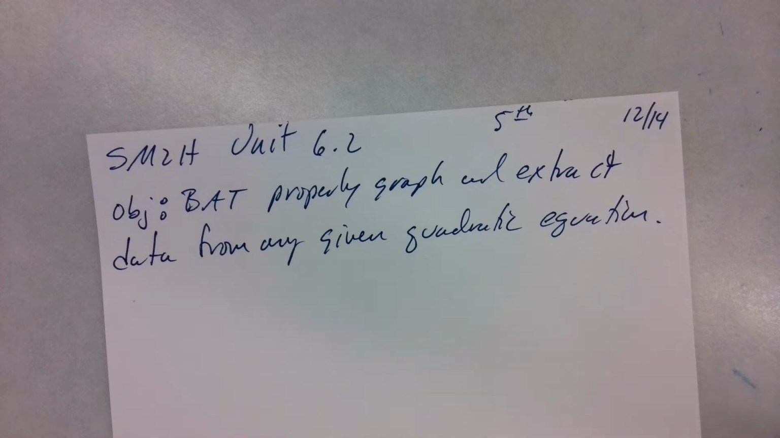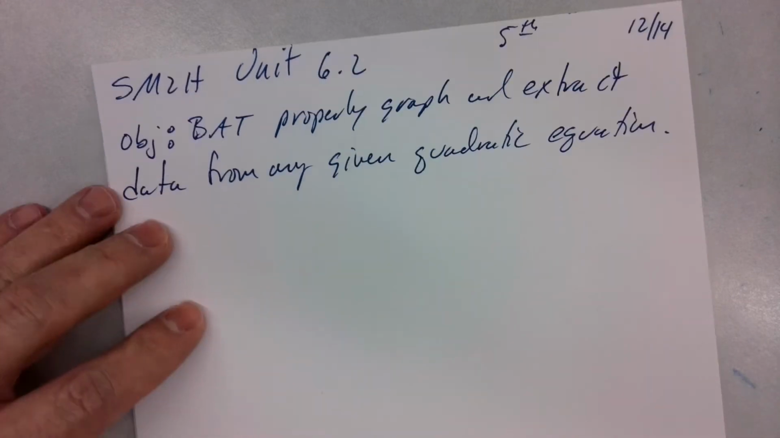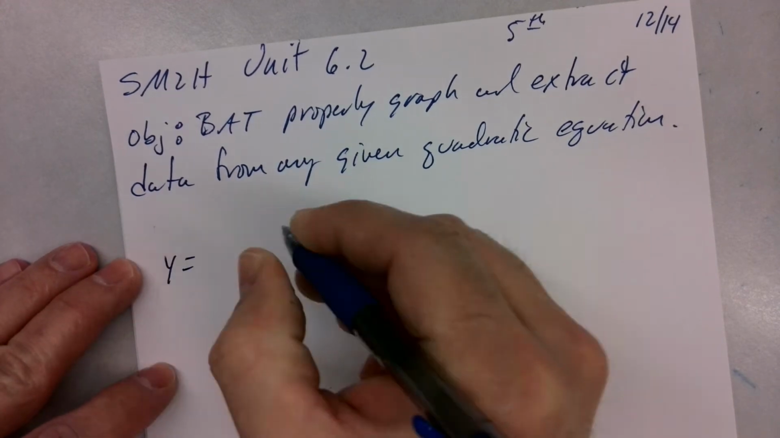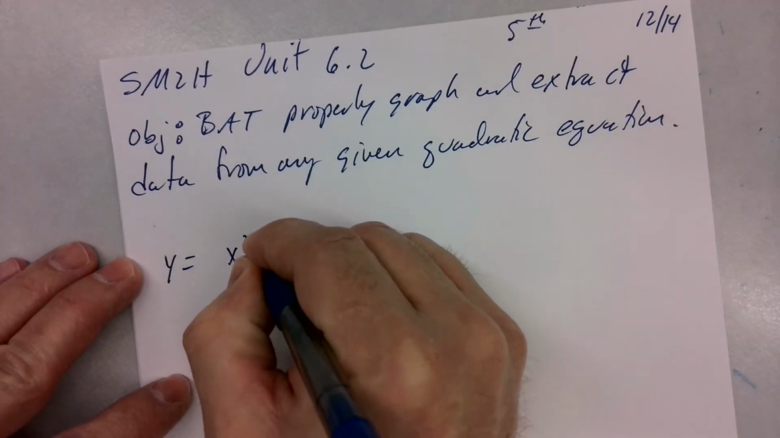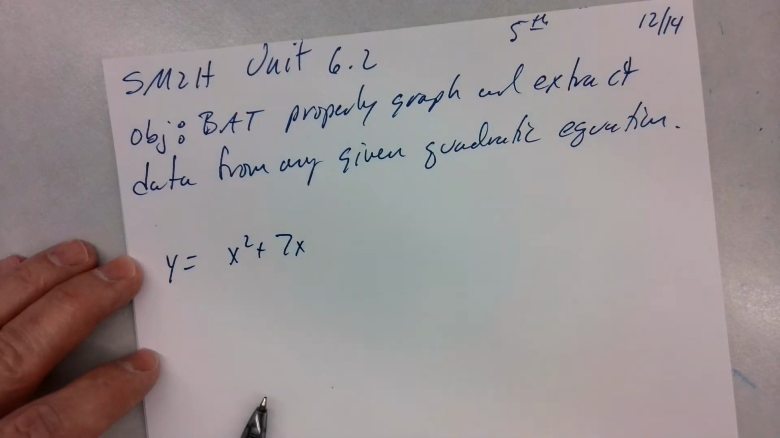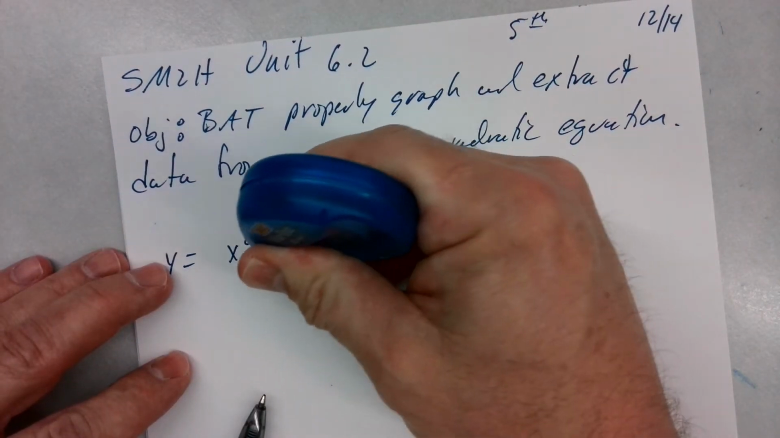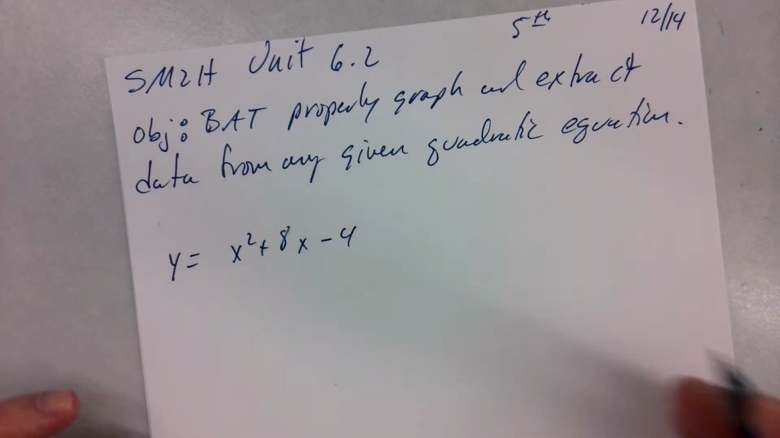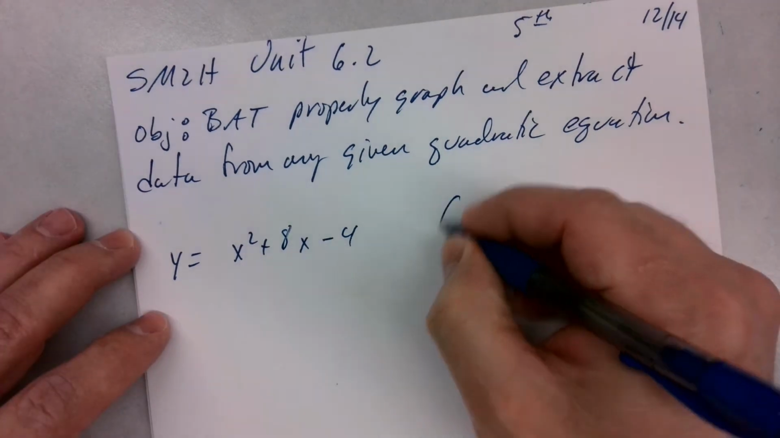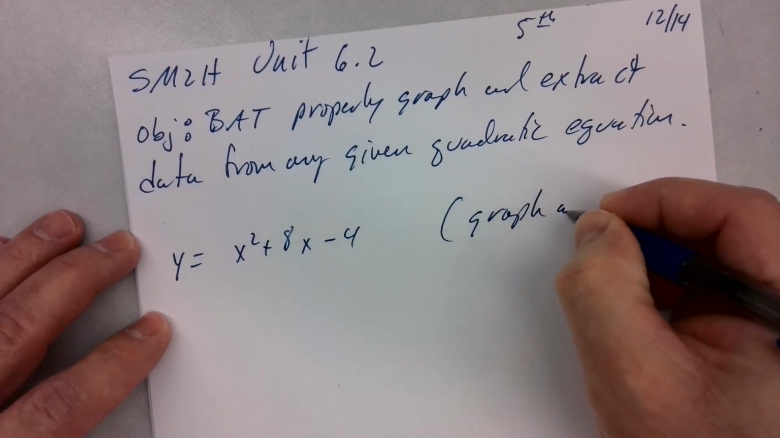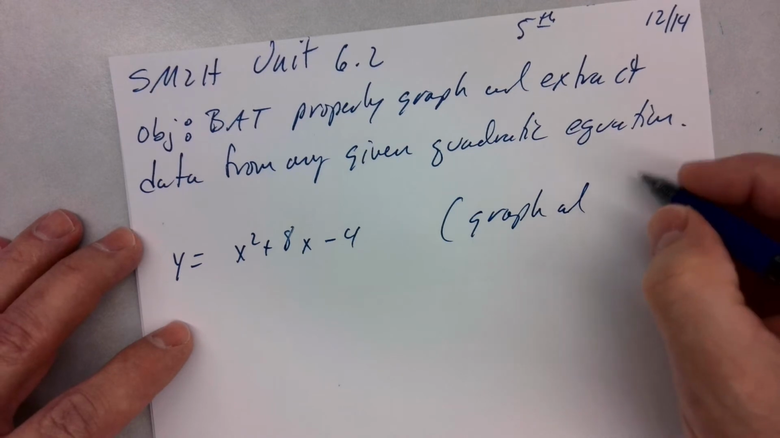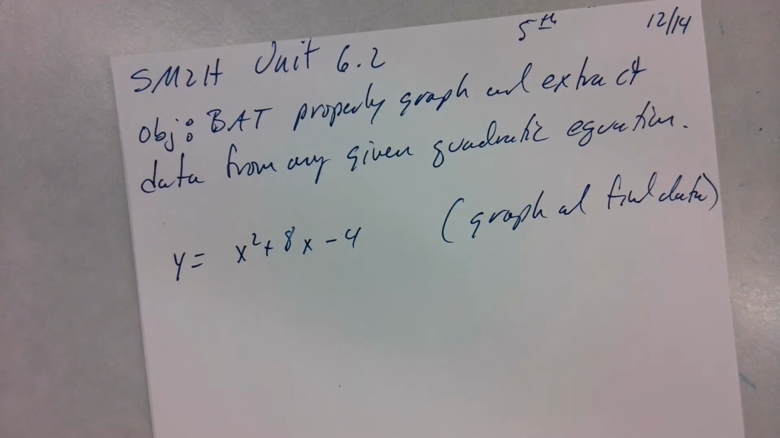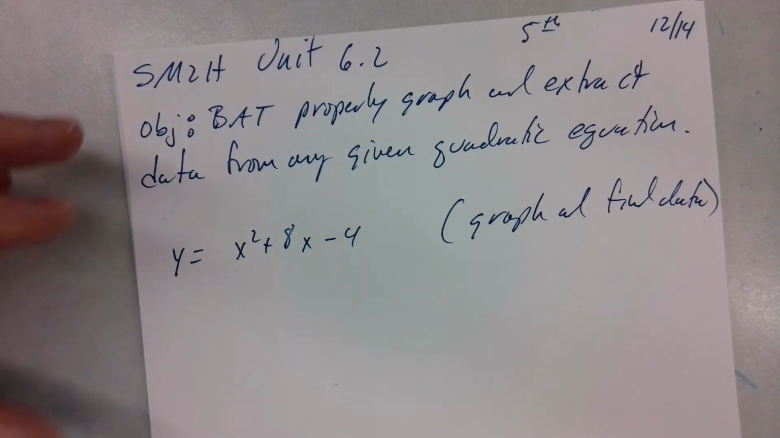Now, whenever you're given a quadratic equation, doesn't matter what it is. So if I gave you y equals x squared plus 8x minus 4. And I simply said I wanted you to graph and find data. When I'm talking data, I'm talking like vertex and intercepts and all that stuff, right?